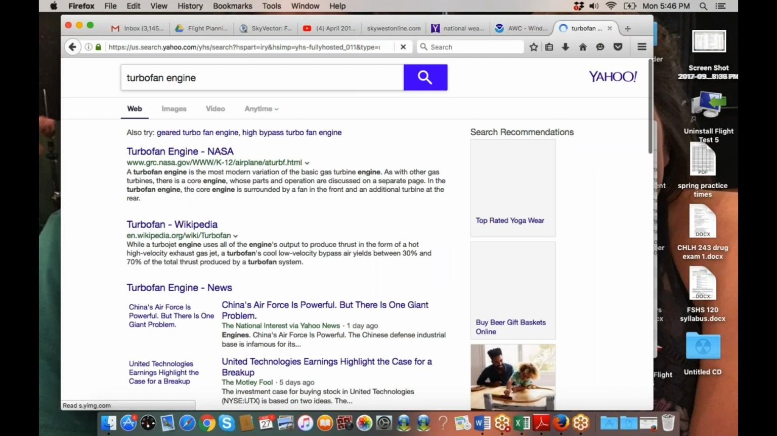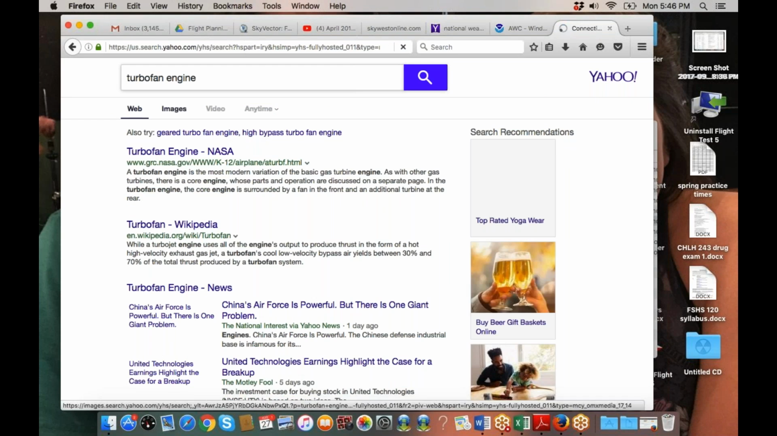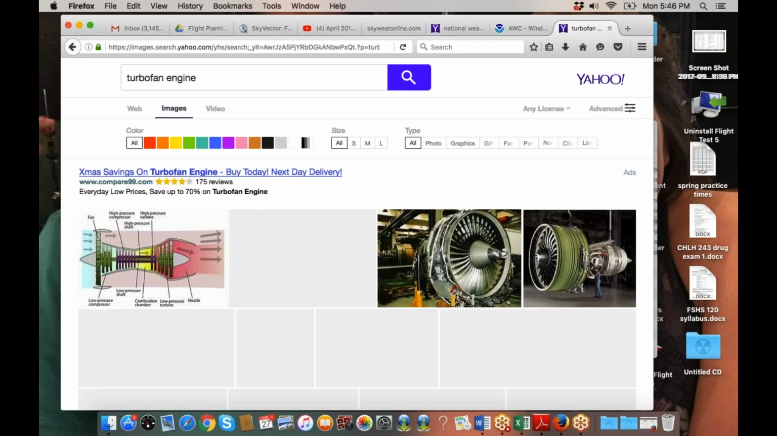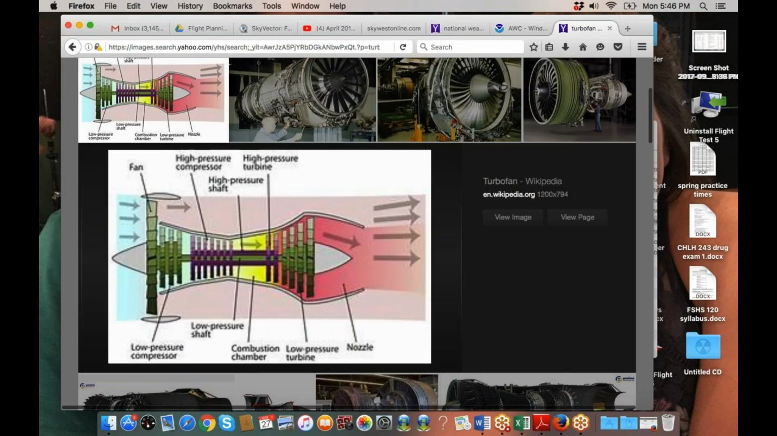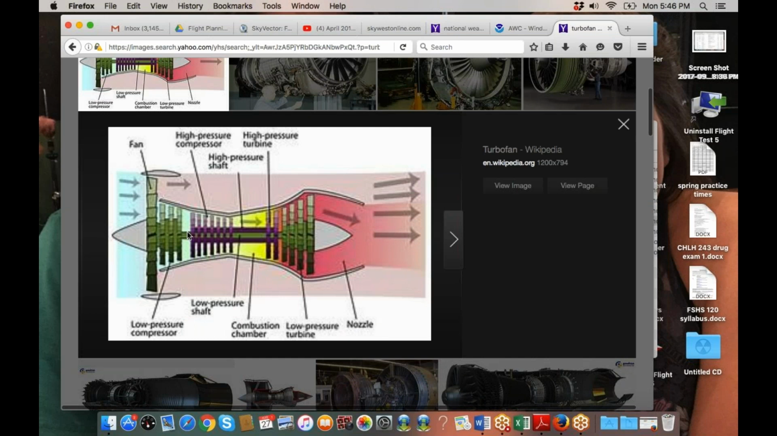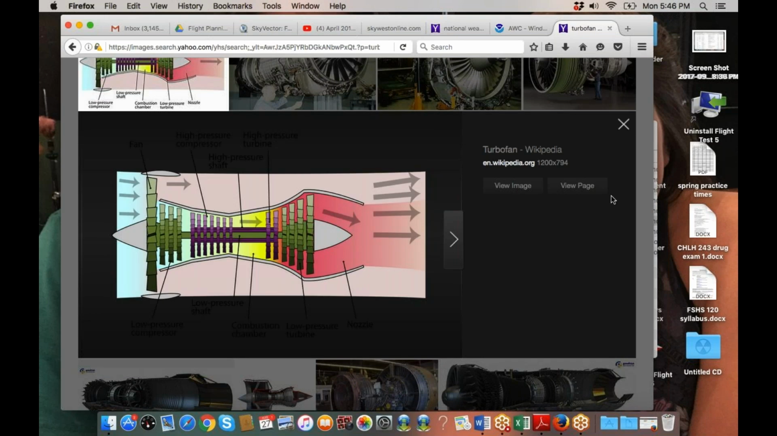Let me see if I can find that beautiful picture of the engine we found last week. Huzzah! All right.